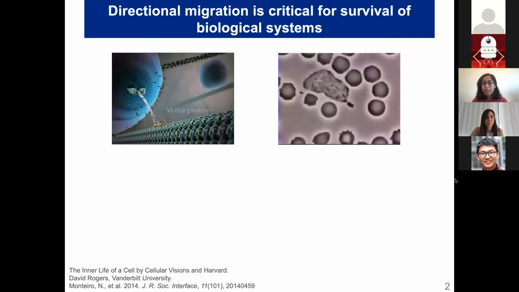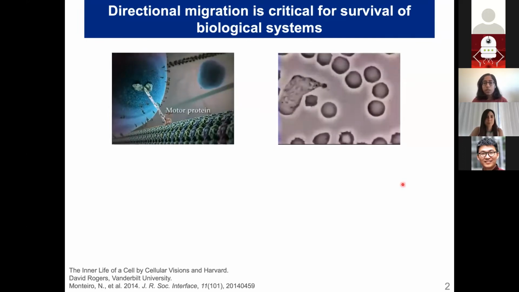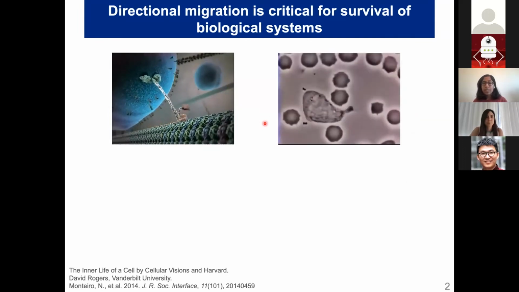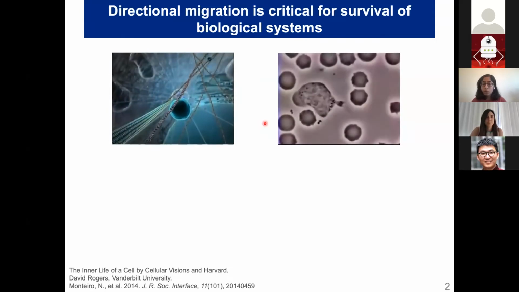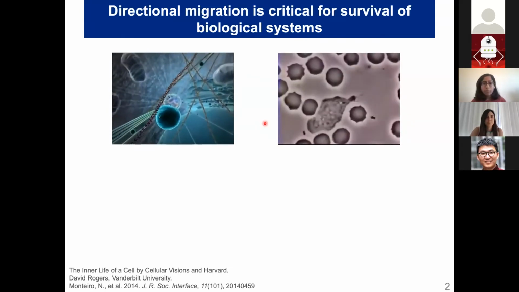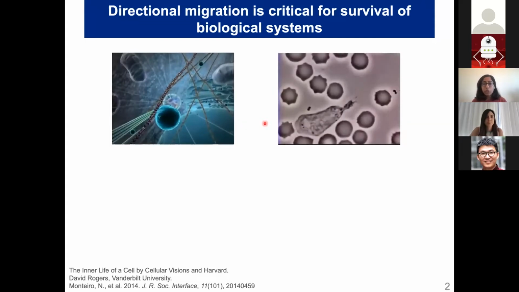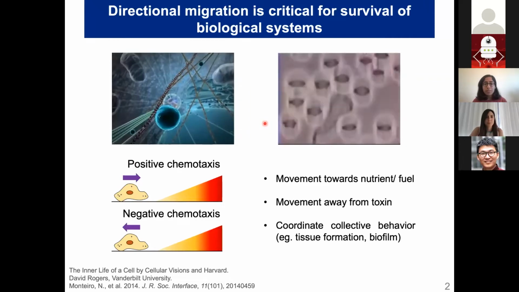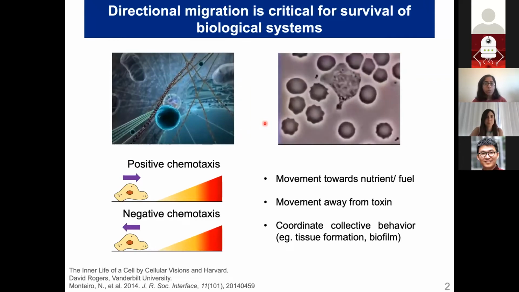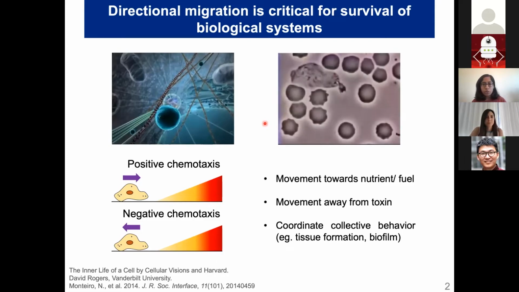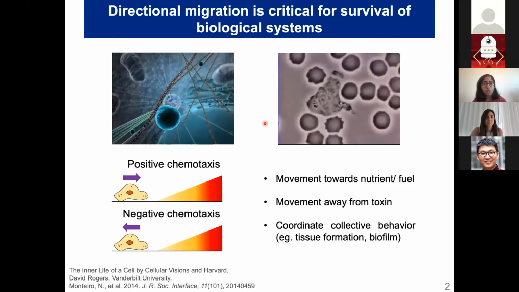Here is a second example where a white blood cell is chasing a foreign particle by sensing it in its environment, moving towards it, and ultimately engulfing it. This kind of movement due to chemical signals is called chemotaxis. Chemotaxis is generally seen in two directions. When the cell moves up the concentration gradient, or towards higher concentration of chemical, it is called positive chemotaxis. And when the cell moves away from high concentration, or down the gradient, it is called negative chemotaxis.